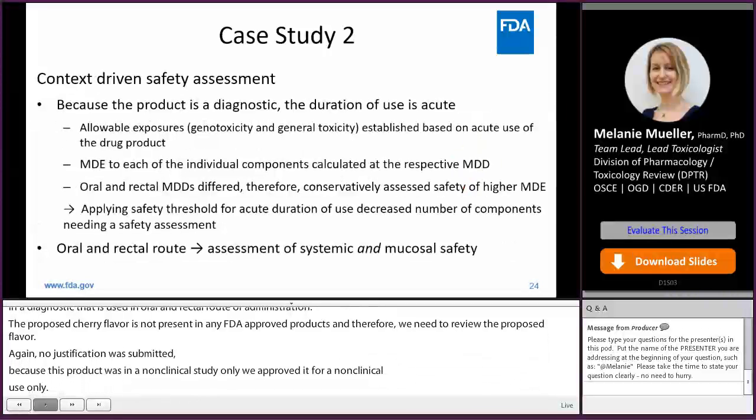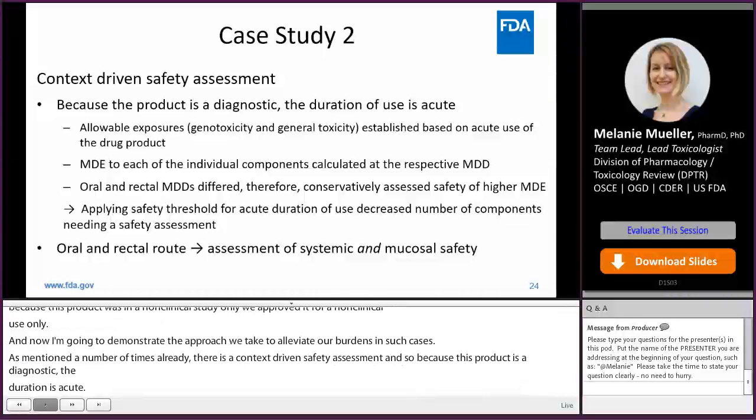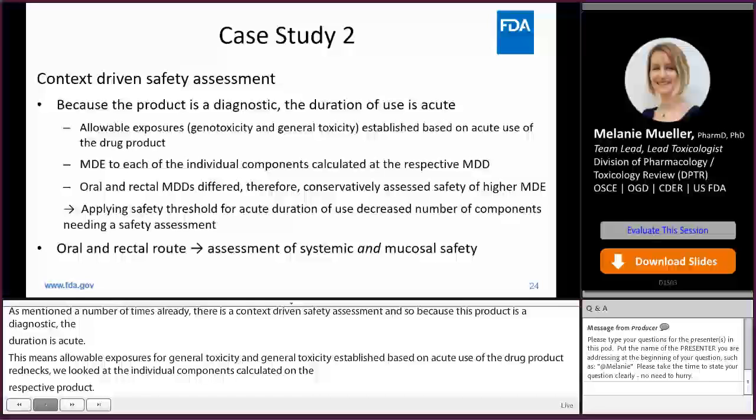As mentioned several times already, the main principle we apply is a context-driven safety assessment. So because this product is a diagnostic, the duration of use is acute. This means that allowable exposures for genotoxicity and general toxicity can be established based on acute use of the drug product. Next, we looked at the maximum daily exposure to each of the individual components calculated at the respective maximum daily dose of the proposed product. Because the oral and the rectal maximum daily dose differed, we conservatively assessed the safety of the flavor components at a higher maximum daily exposure.